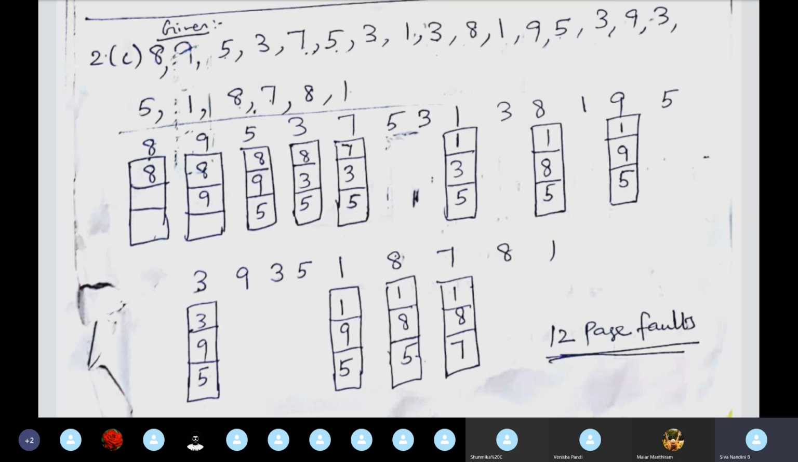In this case, see, we don't have this 3, 9 and 5 pages in the future string at all. So in this case, you can replace any one page. So normally we can prefer to be replacing the first page. What is the content of the first frame? 3. So here I am just replacing the 3 with 1, because among this 3, 9 and 5, none is going to be used at all in the reference string.